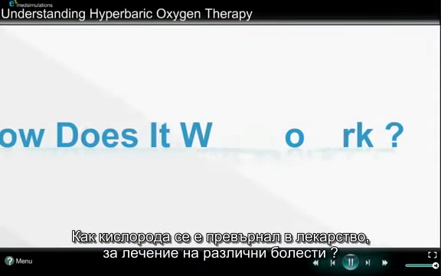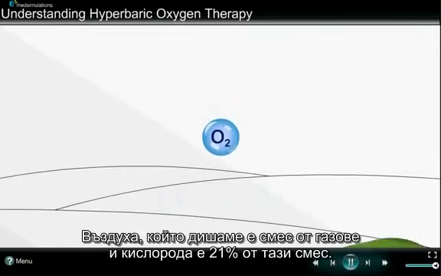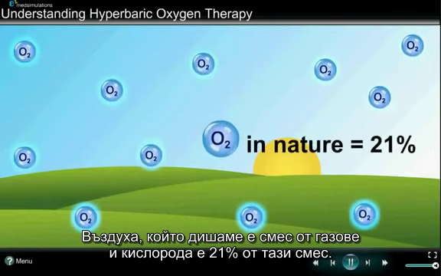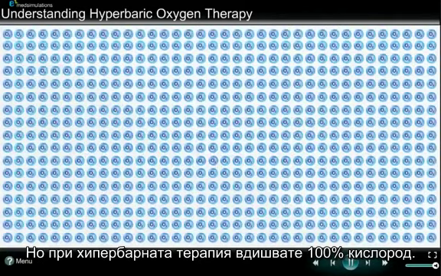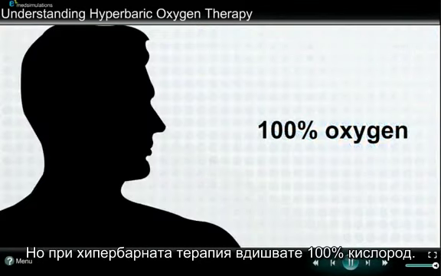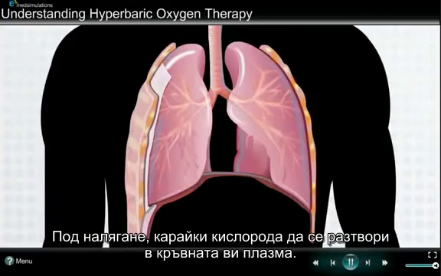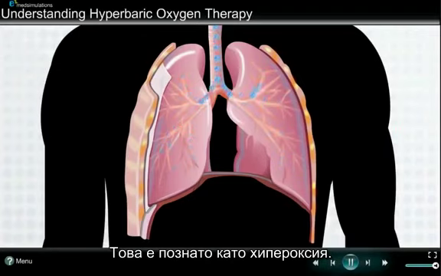So, how does oxygen become a drug to treat various conditions? Normally, the air that you breathe is a mixture of gases, with oxygen accounting for about 21% of this mixture. However, during hyperbaric therapy, you will breathe 100% oxygen and in pressure, causing the oxygen to dissolve into the plasma within your blood. This is known as hyperoxia.